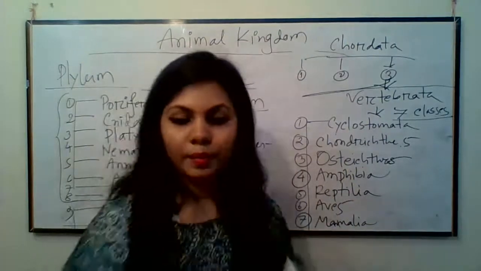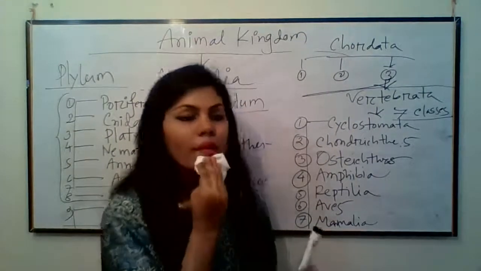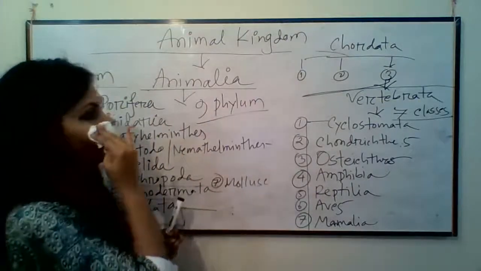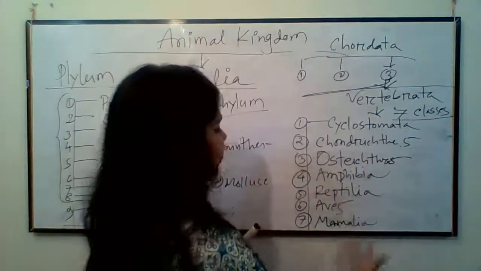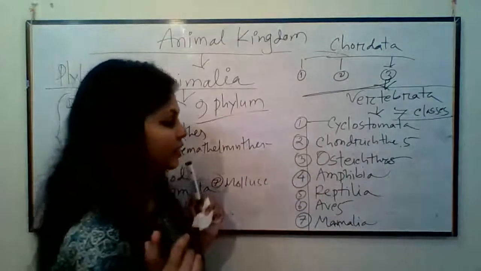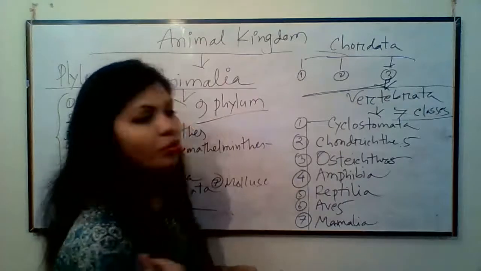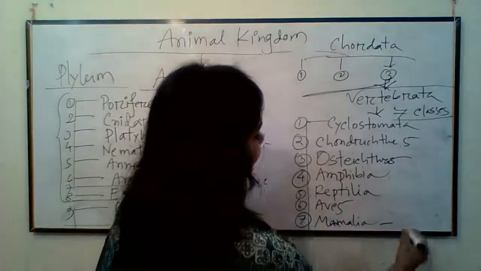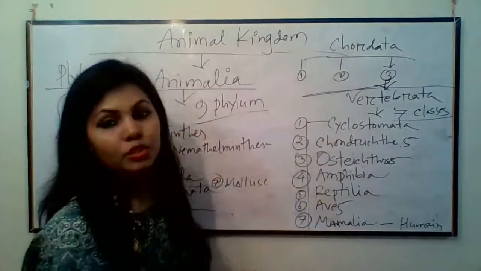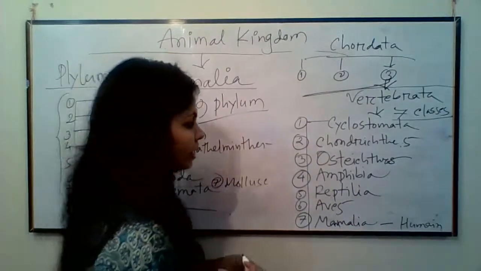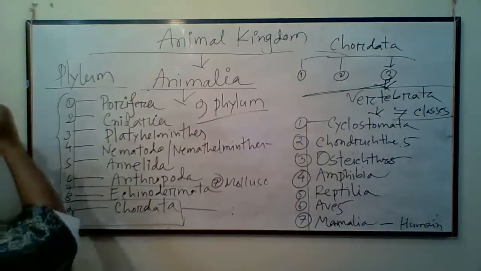I'm feeling very hot actually. Well, so what are the classes? There are 7 classes: Cyclostomata, Chondrichthyes, Osteichthyes, Amphibia, Reptilia, Aves, and Mammalia. Now, if you ask me in which class we are, we are Mammalia, those that give birth to their child. They are Mammalia.